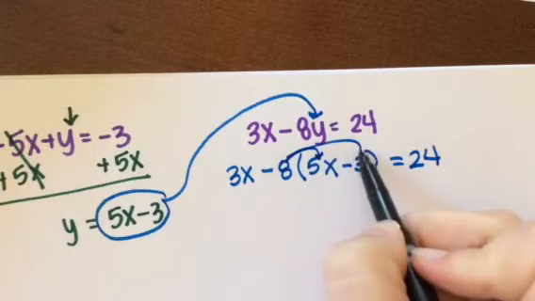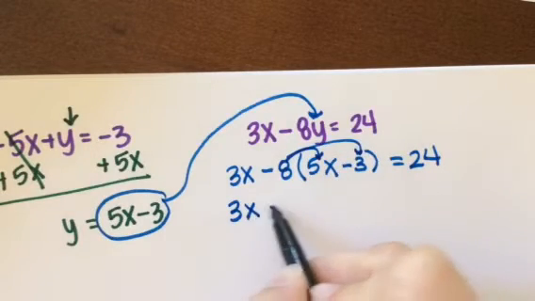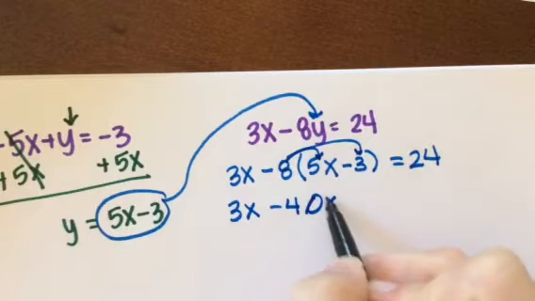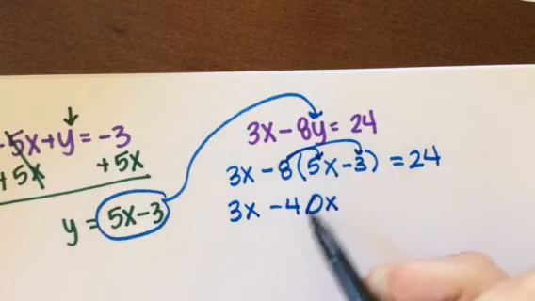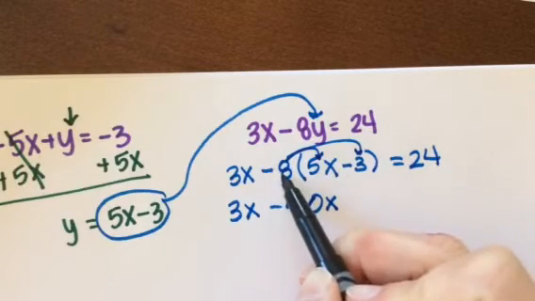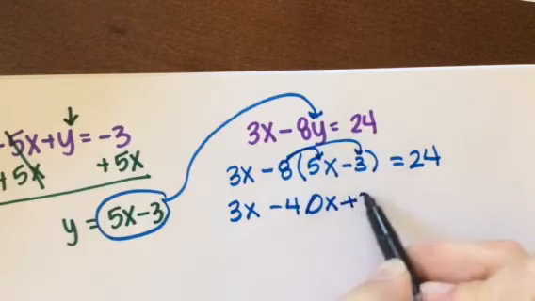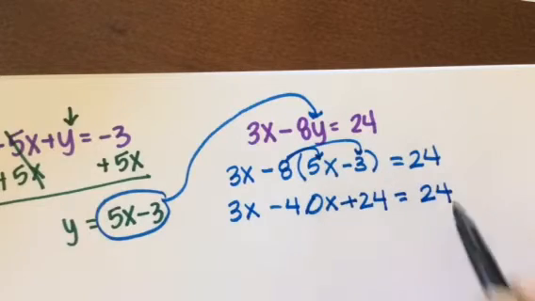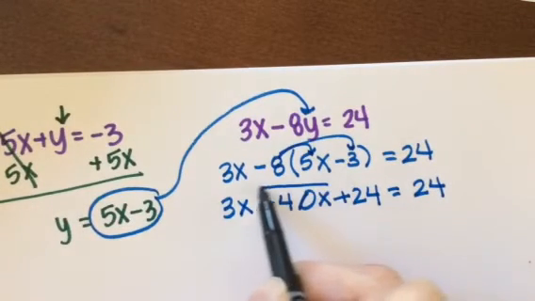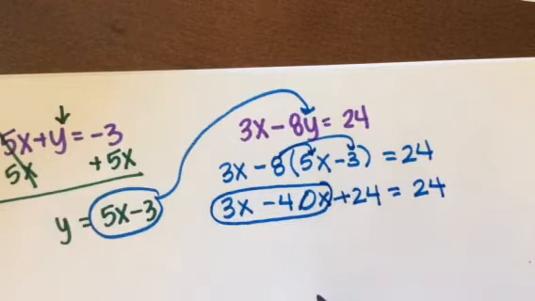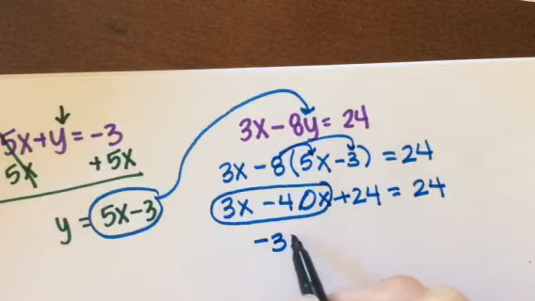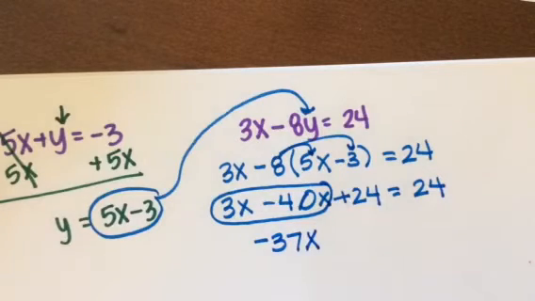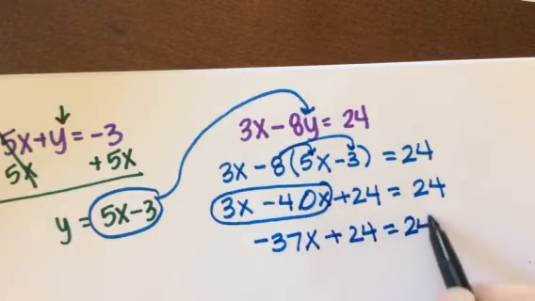Now distribute. You have 3x minus 40x, because -8 times 5x is -40x. -8 times -3, be careful with your signs, that's going to be positive 24, equals 24. Let's combine like terms over here. 3x minus 40x is going to be -37x plus 24 equals 24.